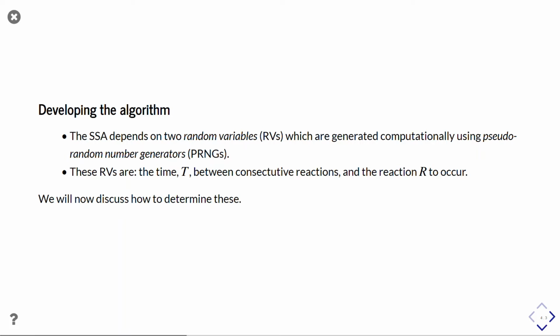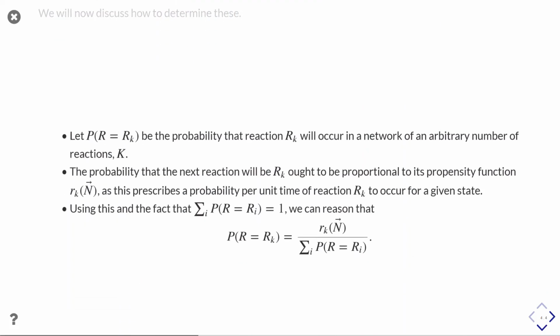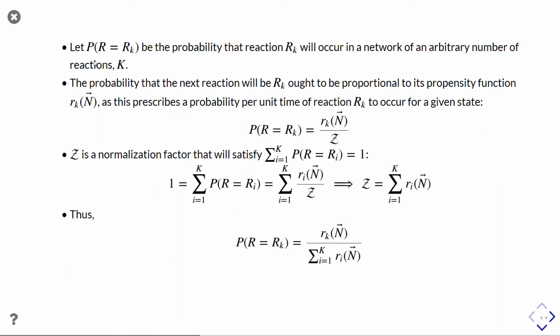We will now discuss how to determine these. After doing so, we'll be able to enumerate the steps for implementing the algorithm. Let P of R equal R sub k be the probability that the next reaction to occur will be R sub k in a network of an arbitrary number of reactions, capital K, given the current state vector.